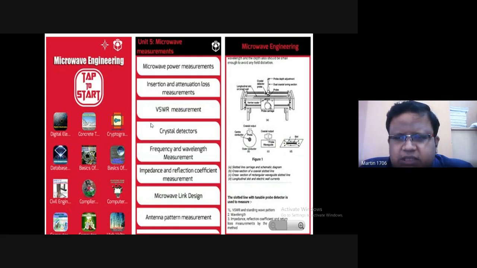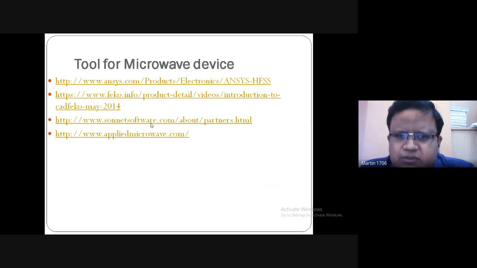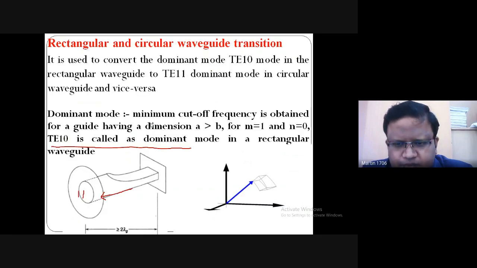So you can take any one app, not this app itself, microwave engineering. For sample, I am showing it to you. You can use any tools also. Now you are using the Sonnet software for your electromagnetic lab. There are some other software also used for designing the 3D model of a microwave device, and we can synthesize that device and see the simulated output also.